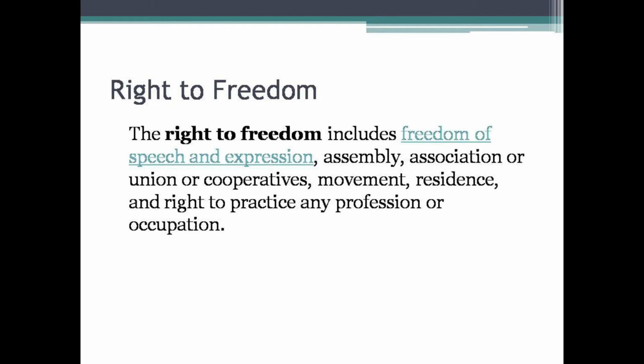The second fundamental right is the right to freedom. The right to freedom includes freedom of speech and expression, assembly, association or union or cooperatives, movement, residence, and the right to practice any profession or occupation.